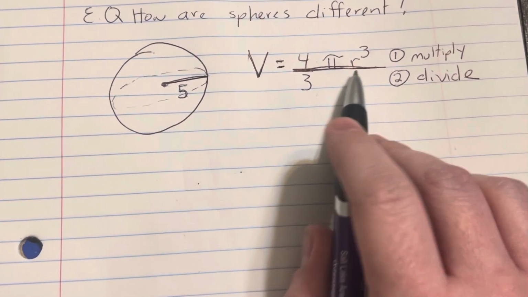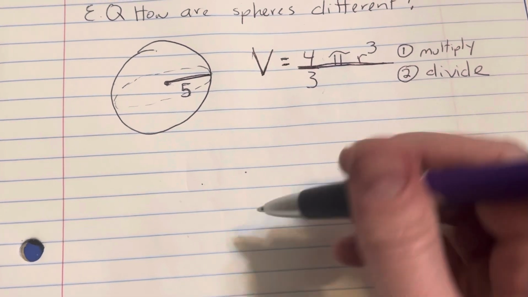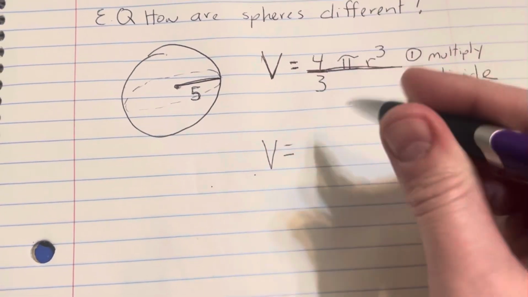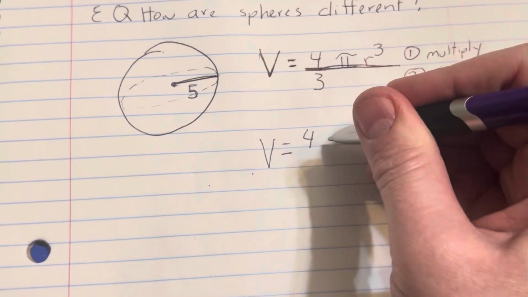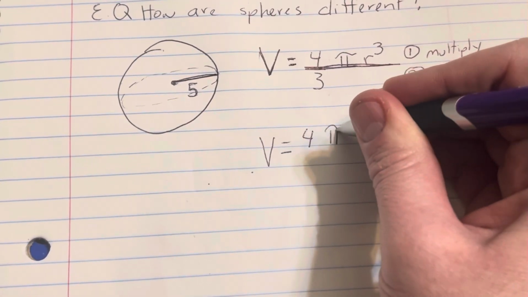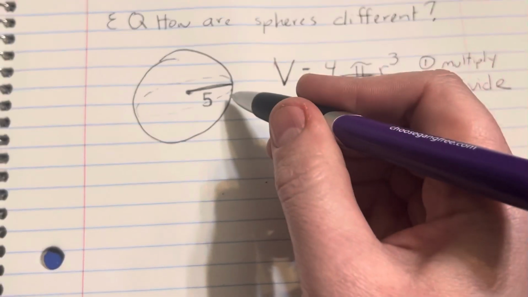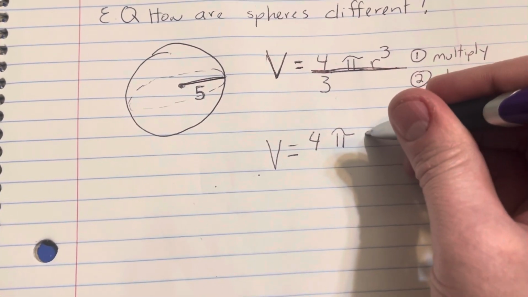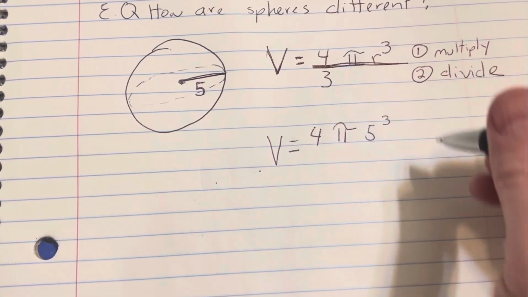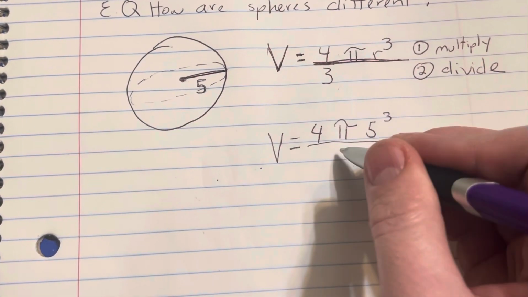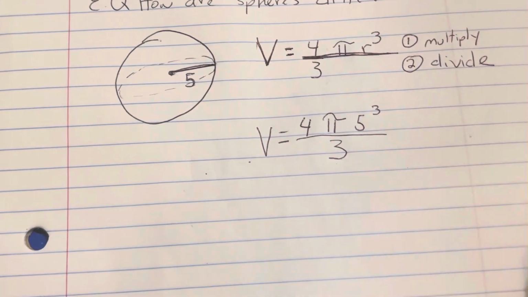So let's go ahead and fill this in just like we have it. Volume is going to equal 4 times pi, and then we need the radius, which is 5, to the third power. Once I'm done with that part, I'm going to go ahead and divide everything by 3.